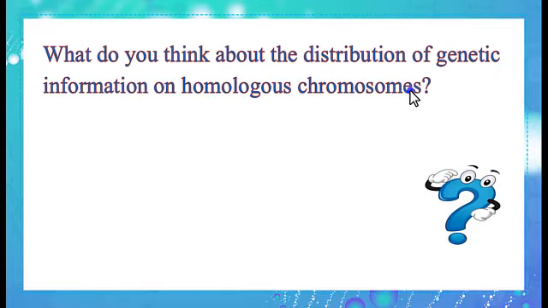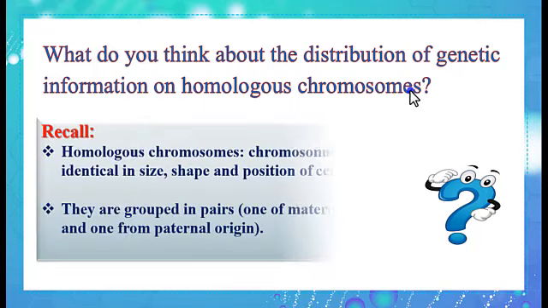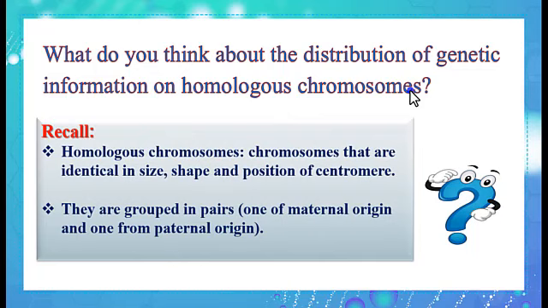What do you think about the distribution of genetic information on homologous chromosomes? Let's recall some information. Homologous chromosomes are chromosomes that are identical in size, shape, and position of centromere. They are grouped in pairs. We have one of maternal origin and one of paternal origin. Do you remember that?